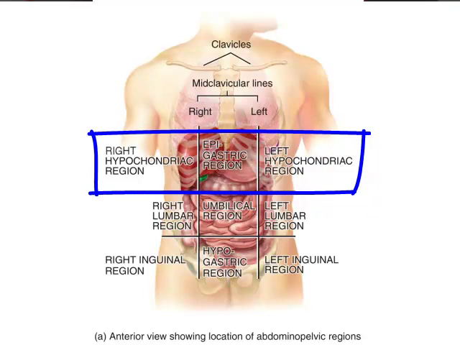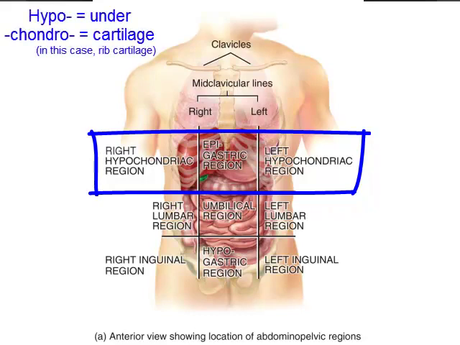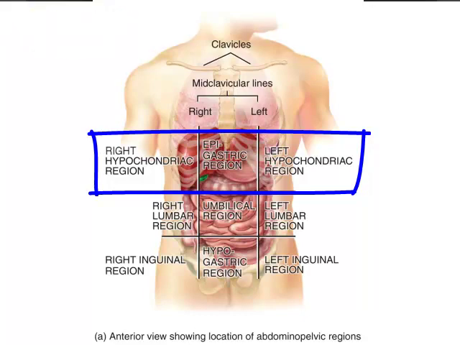hypochondriac. Oh, that seems odd because what does this have to do with people that make up fictitious illnesses? Well, in this case, hypochondriac refers to underneath, hypo. Chondro is referring to cartilage, and the cartilage that we're looking at is the cartilage of the ribs. So this is underneath the rib cartilage. So it's the right hypochondriac region and the left hypochondriac region underneath the ribs on the right and the left side respectively.